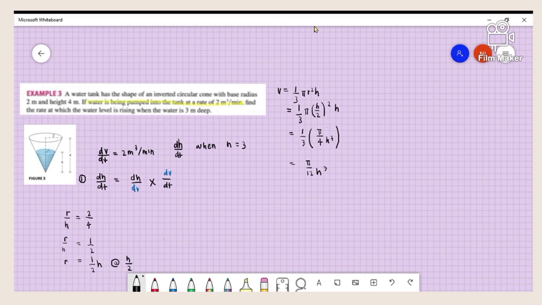So the second step is we need to differentiate V. So it will become dV over dh. So dV over dh is equal to pi over 4 h squared. So now we can find dh over dt.